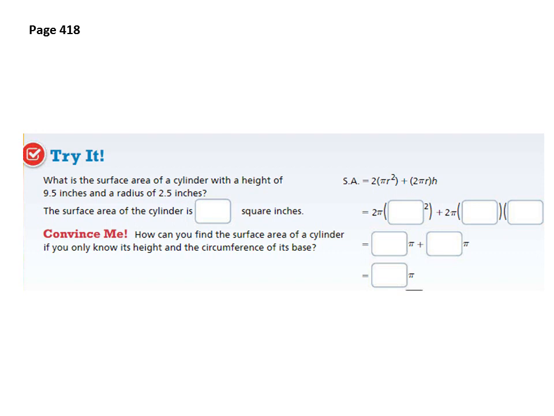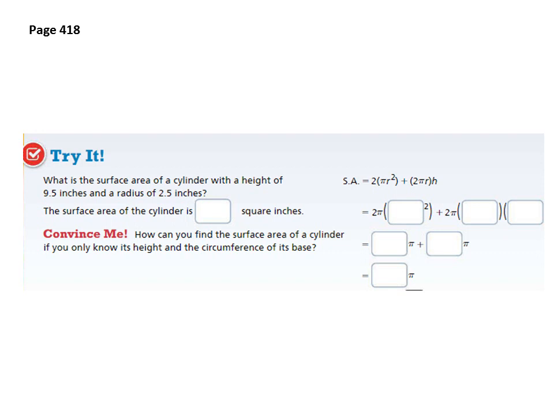Now, page 418, read the question. The question is, what is the surface area of a cylinder with a height of 9.5 inches and a radius of 2.5 inches? The formula is written. This is the surface area of a cylinder equals 2 pi r squared plus 2 pi r h. This is not the shortcut. We must fill the gaps, so follow this.